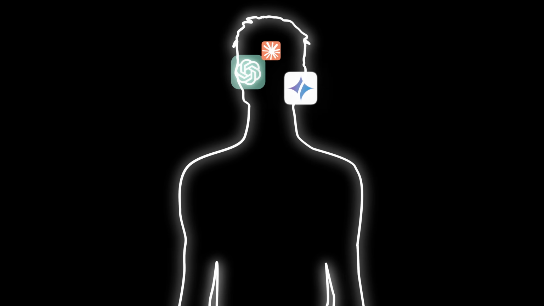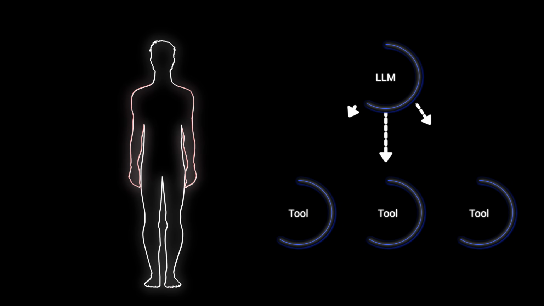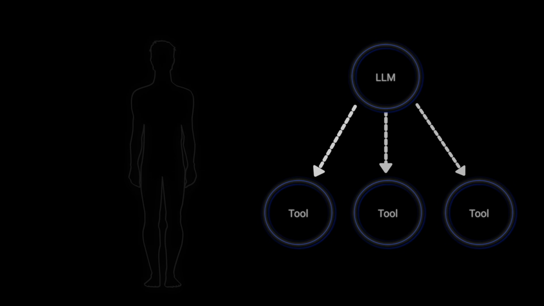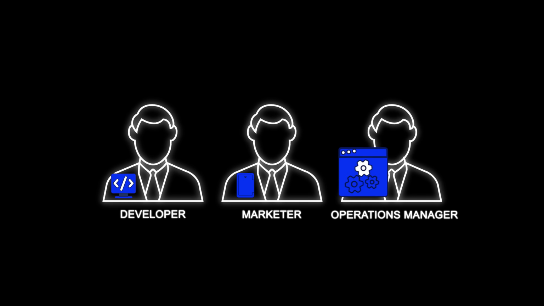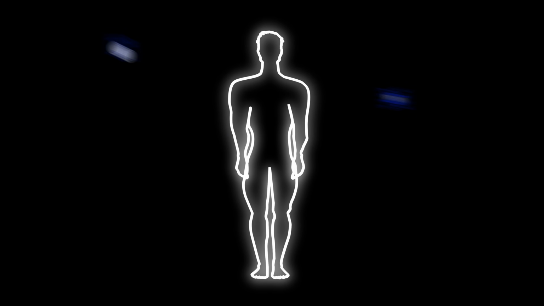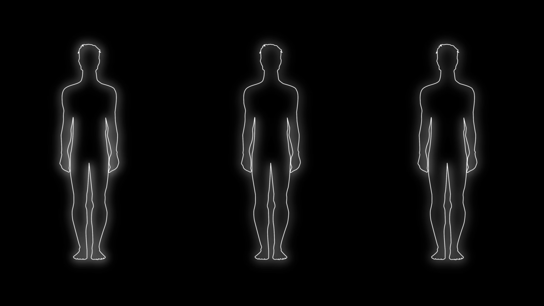The large language model like GPT, Claude, or Gemini is the brain. But just like humans need hands to do things, AI agents need tools to act. For example, a developer uses coding tools, a marketer uses tools for writing and campaigns, and an operations manager uses tools to manage inventory or systems. Now, instead of building one massive agent with hundreds of tools, it's much more effective to build a team of specialized agents, just like in a real company.